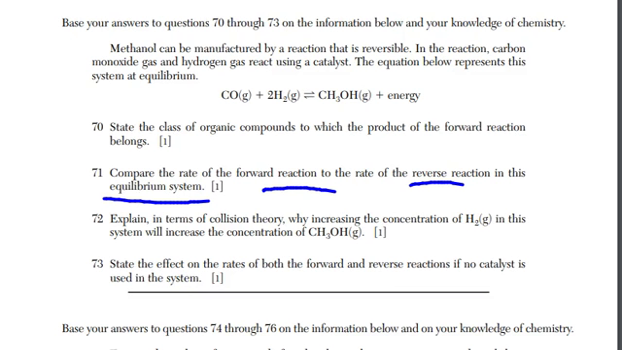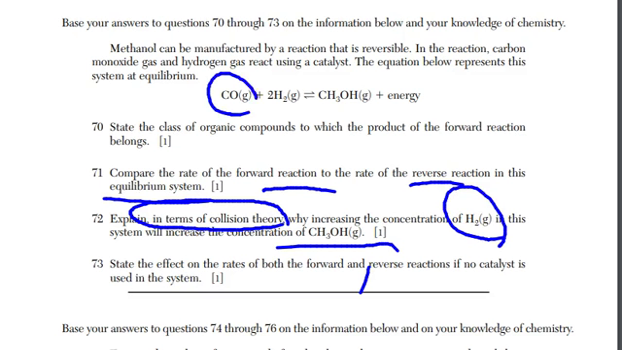For 72, we're explaining in terms of collision theory, this is with kinetics, why increasing the concentration of H2 will increase the concentration of the methanol. Well, if I increase the concentration of H2, I'm going to increase the number of effective collisions H2 is going to have with the CO, and therefore it's going to increase the concentration of CH3OH. You can just say it's going to increase the number of effective collisions, and you're done.